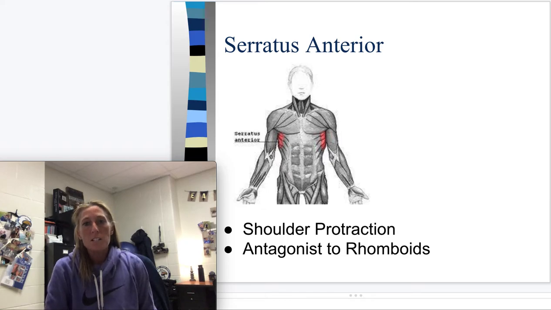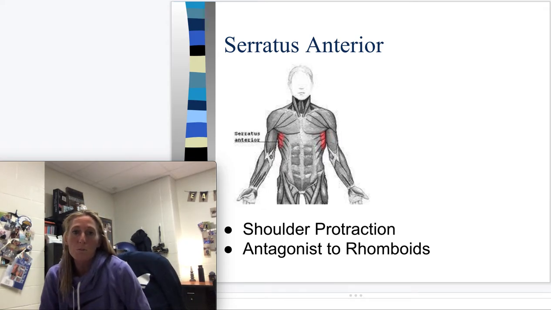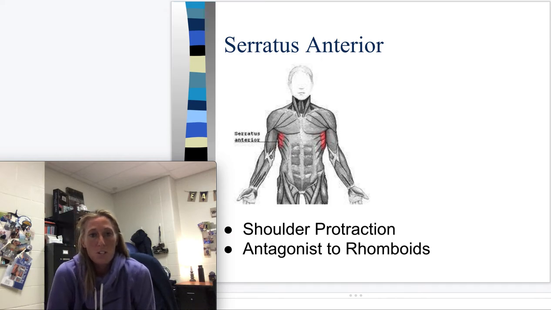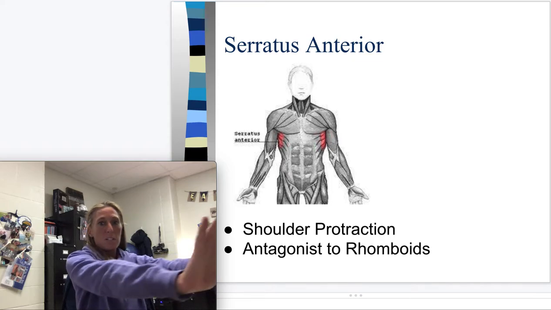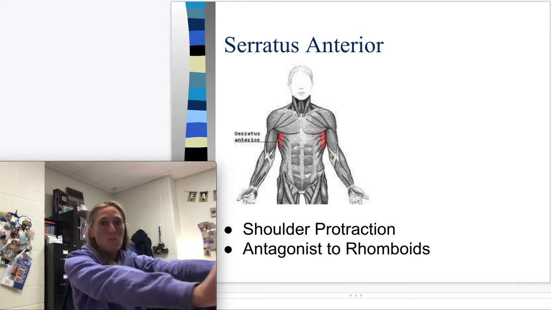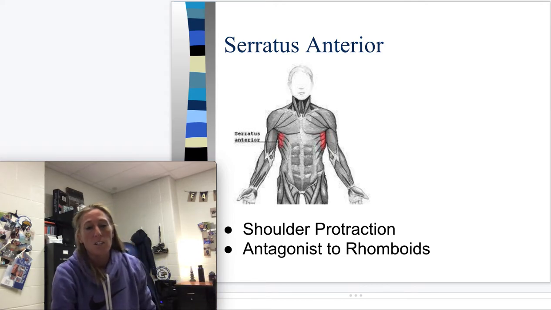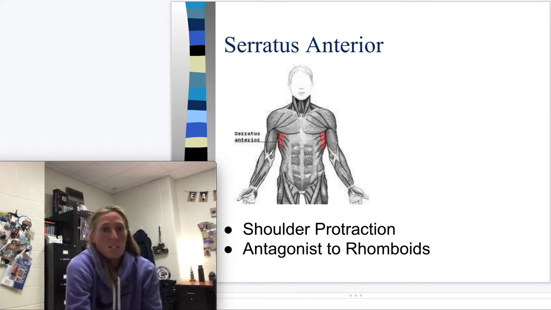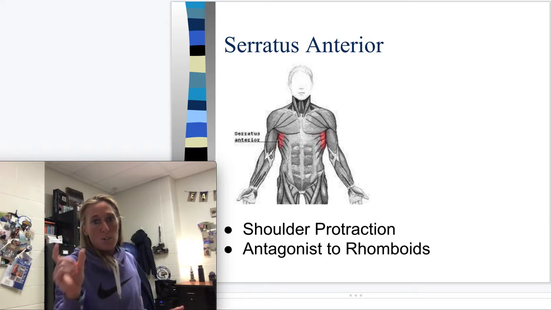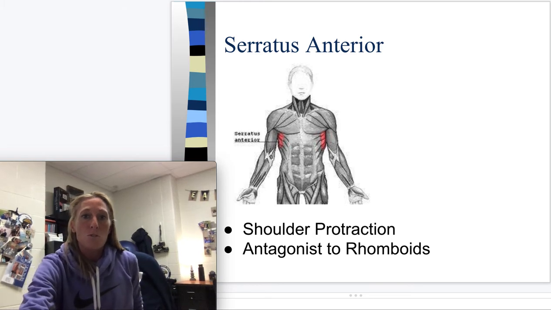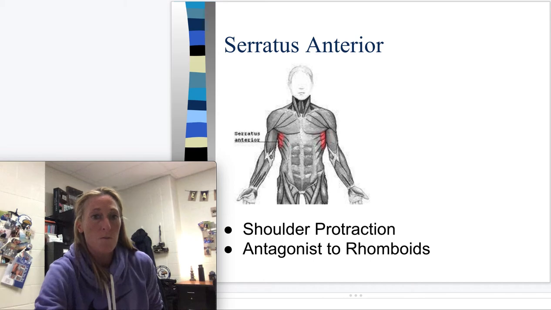The serratus anterior muscles allow for shoulder protraction. So remember, protraction is moving forward. If you were to put your arms against a wall here and then you were to push further, that's going to be your serratus anterior that you're engaging there. It works antagonistically to the rhomboids. Your rhomboids pull your shoulders back and together. They're between your scapula. So serratus anterior, shoulder protraction, moving forward. Remember, protraction is moving forward.